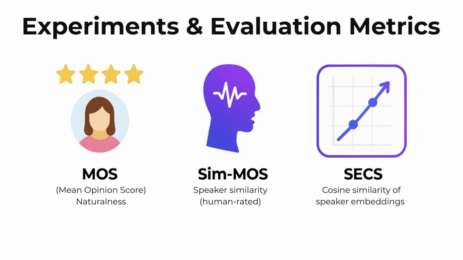This is an automatic metric. We pass both generated and target audio through a pre-trained speaker encoder and then measure the cosine similarity between their embeddings. Higher SECS means the generated audio is closer in voice characteristics to the real speaker.